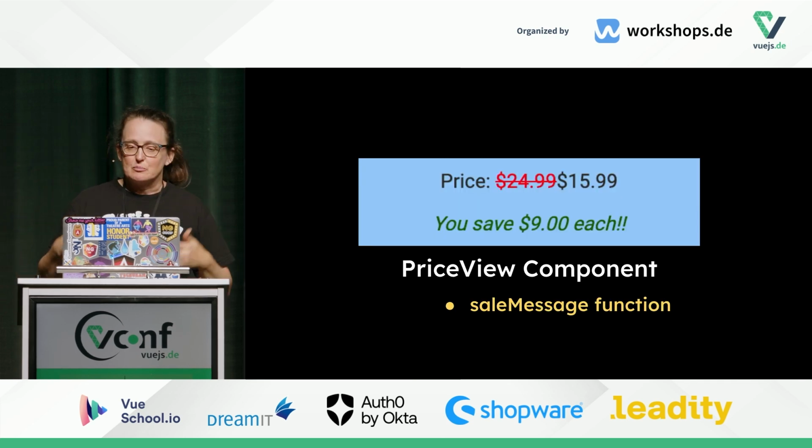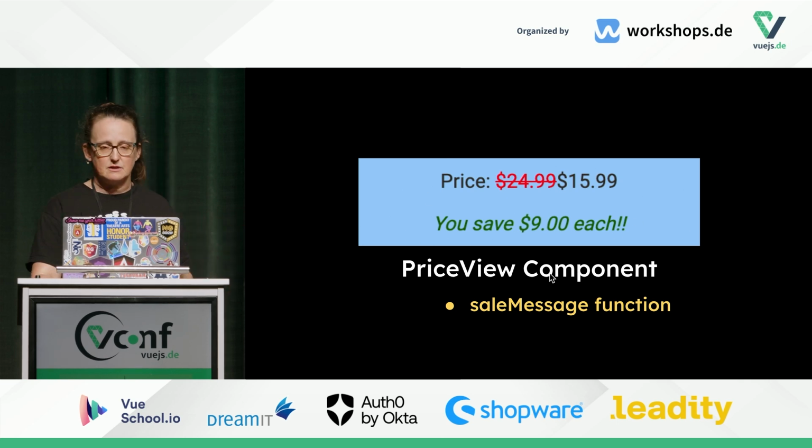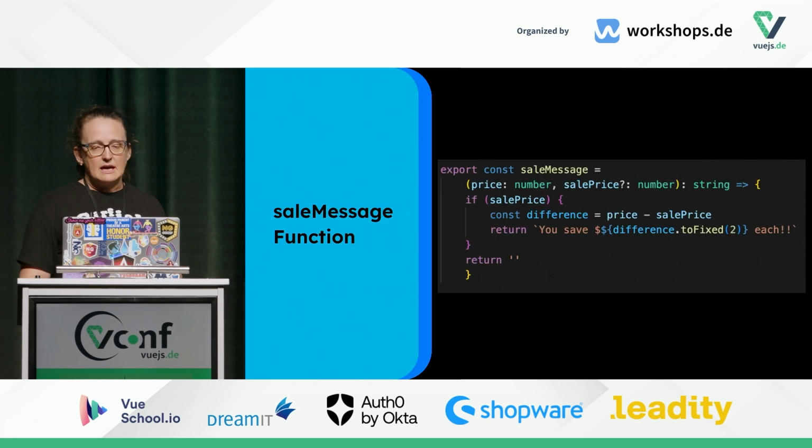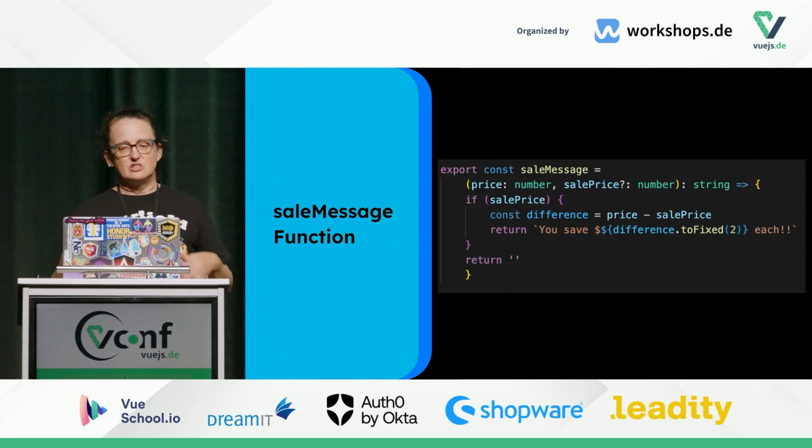Digging down further, the price view component is relying on the sale message function to determine what to print here. So if there's a sale price, it'll give us the message to let us know how much money we have saved. So we see that dependency here. And then the sales message is just a JavaScript function. It takes in sale price and determines what string to publish.